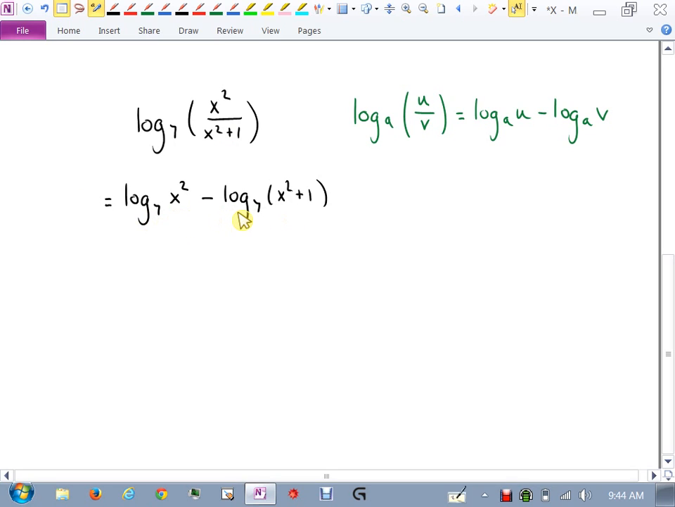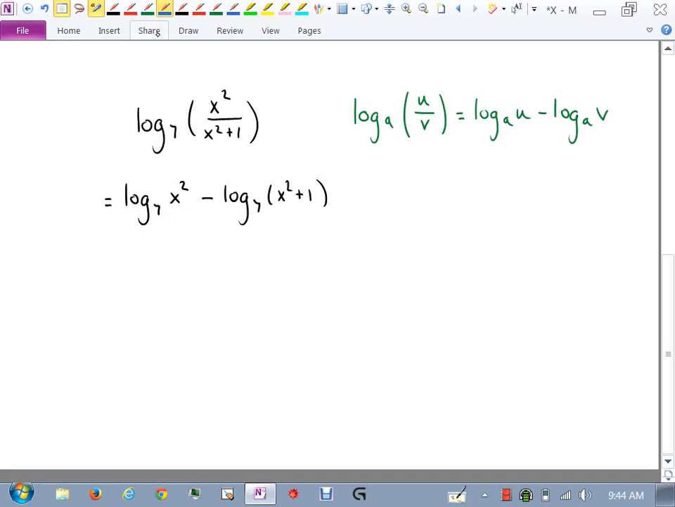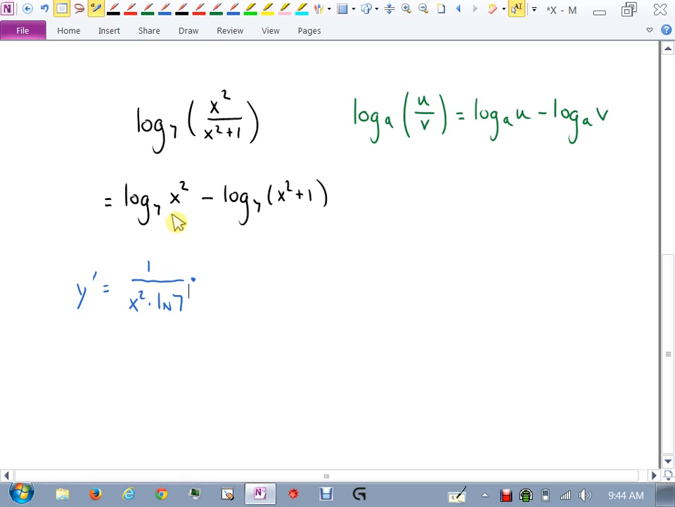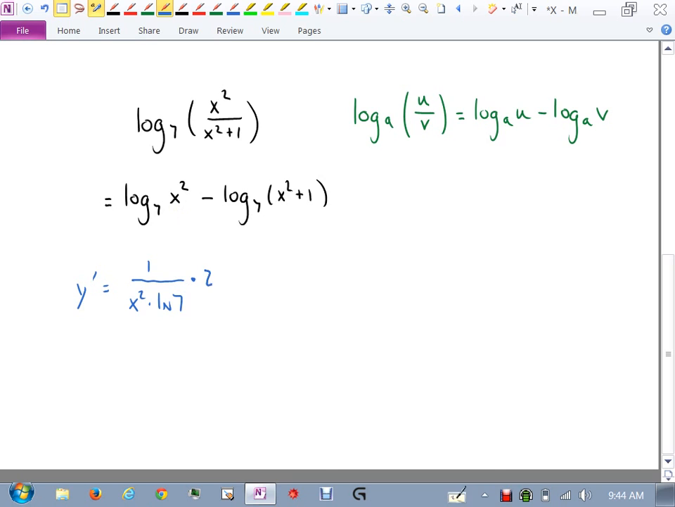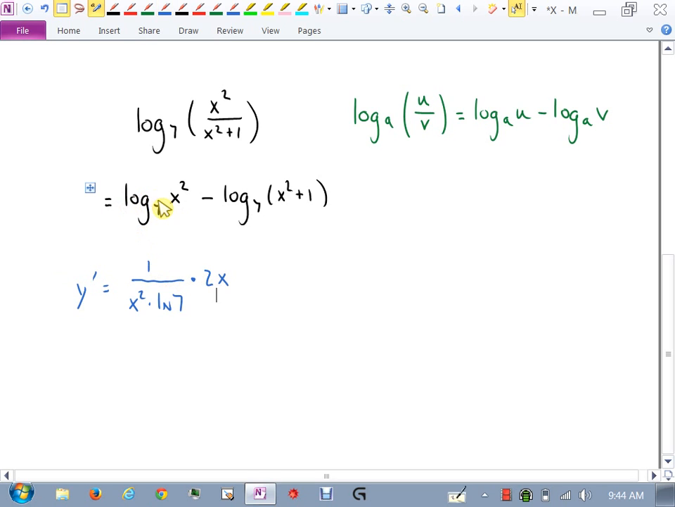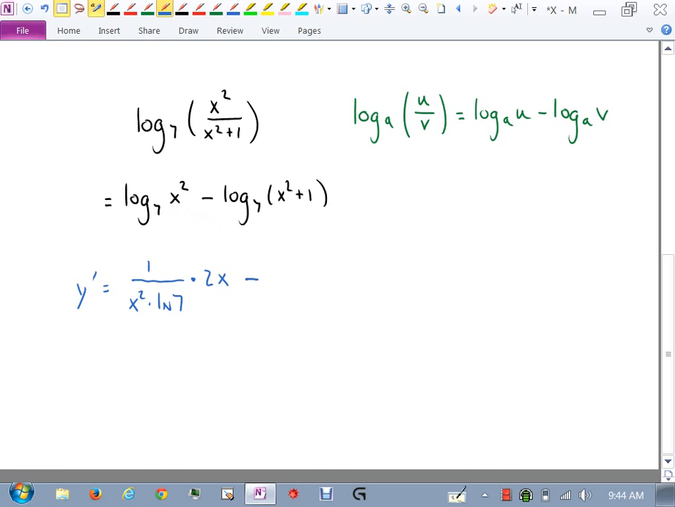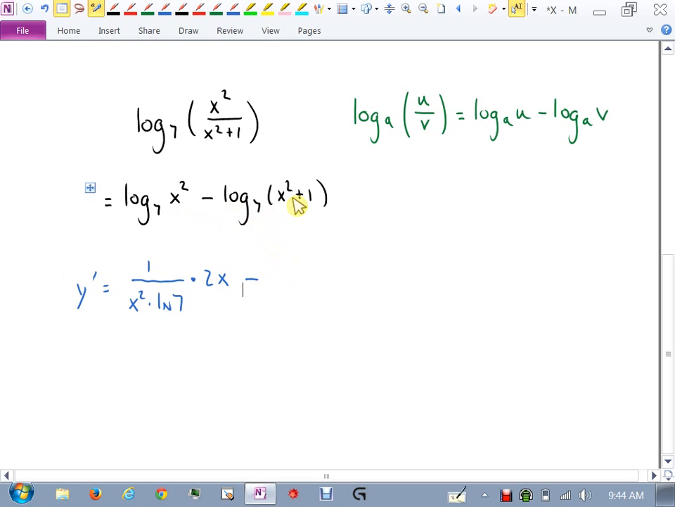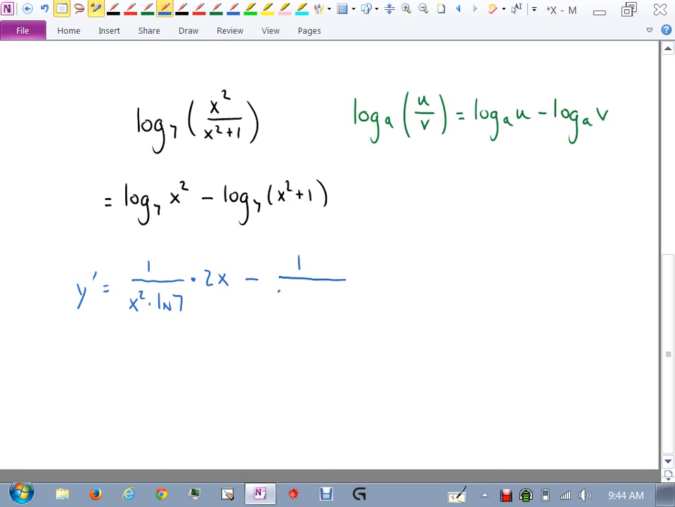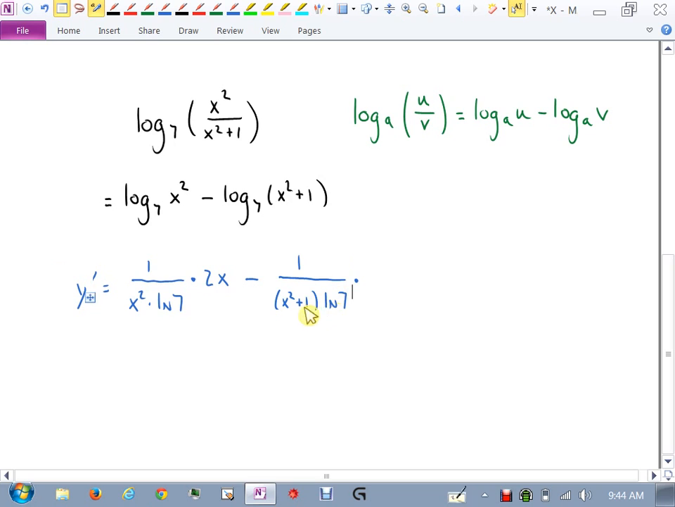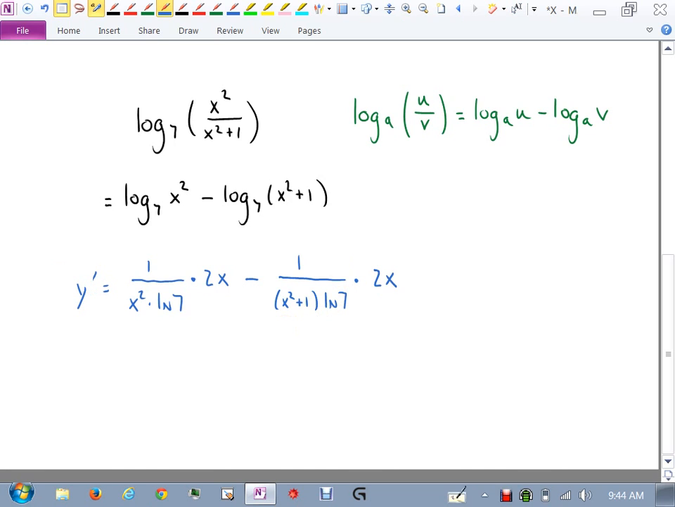So what is the derivative of log base 7 of something? I'm taking my derivative here. It would be 1 over x squared times natural log 7, right? Times chain rule, derivative of what's in here, 2x. That's the derivative of this. Then I say over here, minus, derivative of log base 7 of something is 1 over that something, right? x squared plus 1, natural log 7 again, but then times the derivative of what's in here, which again is 2x.